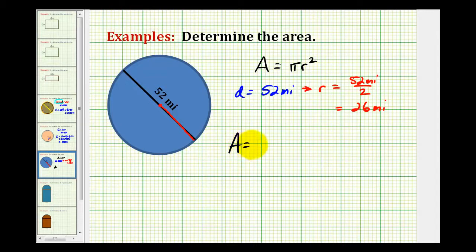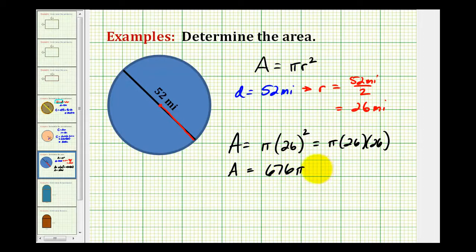So we'll have the area is equal to pi times the length of the radius squared, which would be 26 miles, and I'll leave off the units until the end. So this would be pi times 26 times 26. And we can express the area two ways. We can express the exact area in terms of pi, and then we can evaluate the expression using pi and then round to the hundredths place value. Let's go ahead and do both. Well, 26 times 26 is 676, so the exact area would be 676 pi square miles.